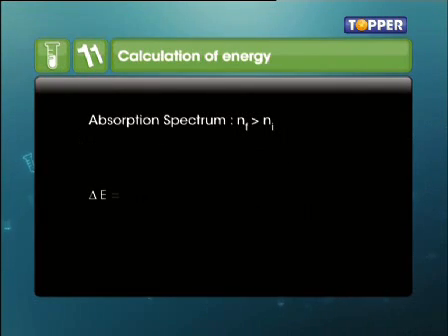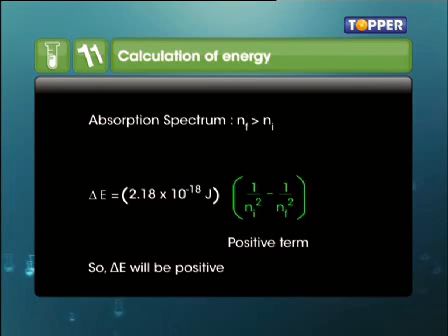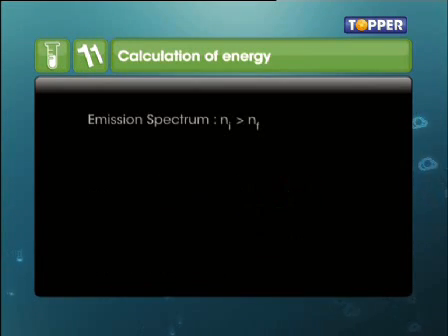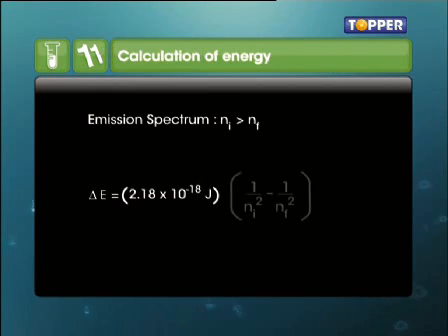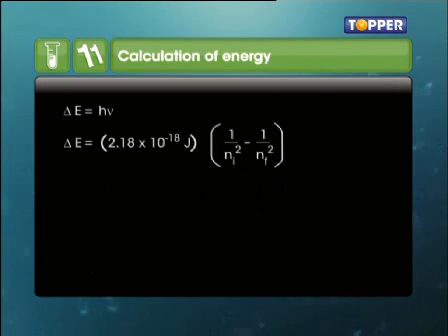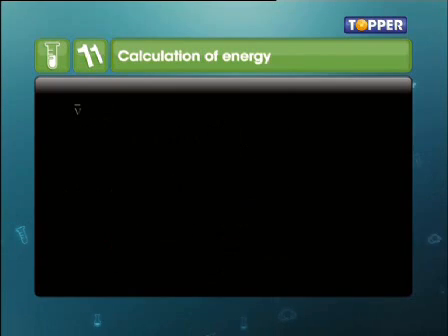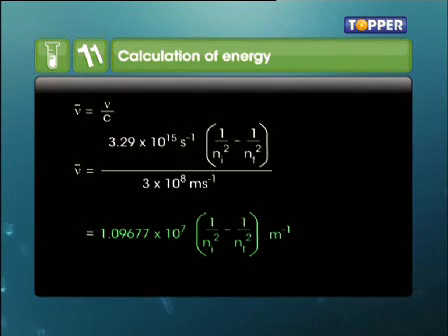In case of absorption spectrum, nf is greater than ni. Therefore, the term in bracket becomes positive. Whereas in emission spectrum, ni is greater than nf, which makes the term in bracket negative. Now, the associated frequency can be given by the expression shown. And in terms of wave number, it can be given by this expression. You must have noticed that this expression is the same as the Rydberg's expression.